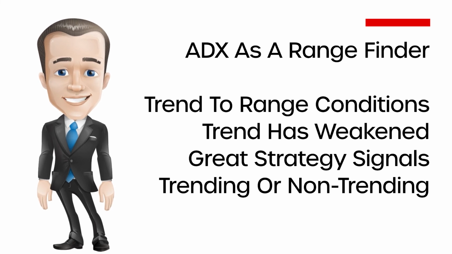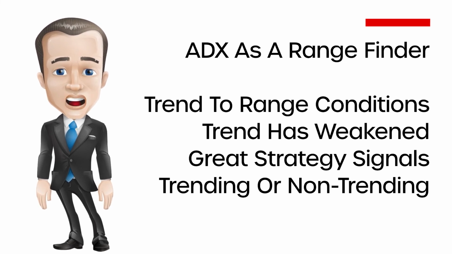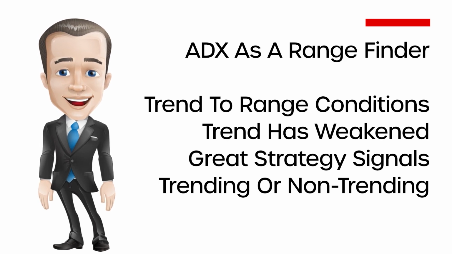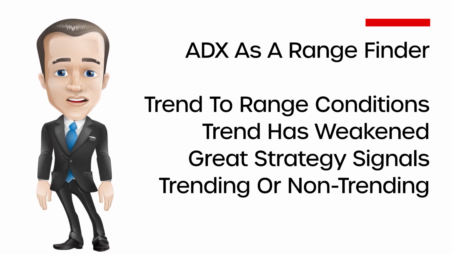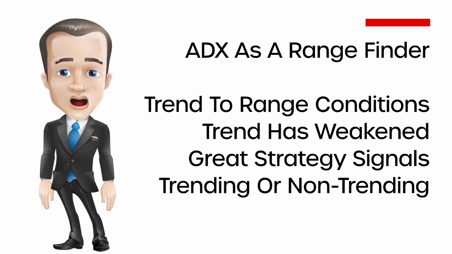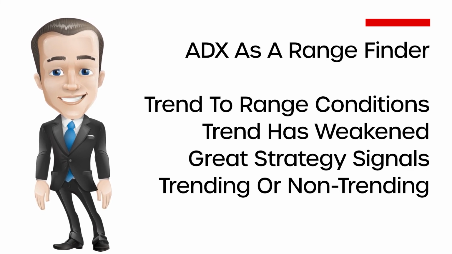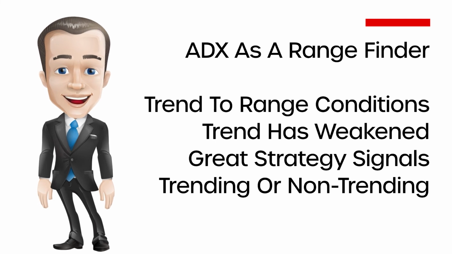Range conditions exist when ADX drops from above 25 to below 25. In a range, the trend is sideways and there is a general price agreement between the buyers and the sellers. ADX will meander sideways under 25 until the balance of supply and demand changes again. ADX gives strategy signals when combined with price.